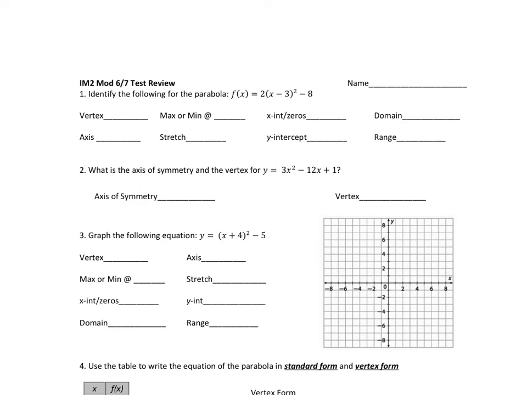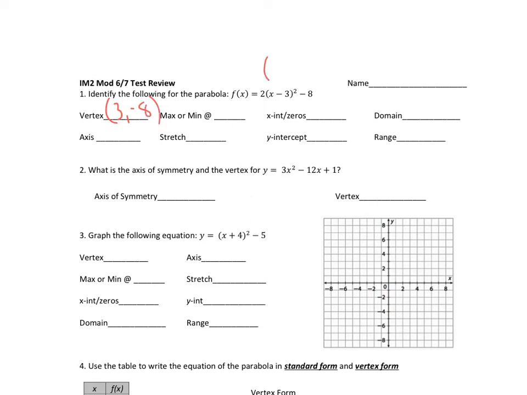All right, so here's your review for Module 6 and 7 tests. Start by working through this. So first one, identify for the following parabola f of x equals 2, x minus 3 squared minus 8. So this is vertex form, so fairly easy to pull our vertex. We're going to be at 3, negative 8.